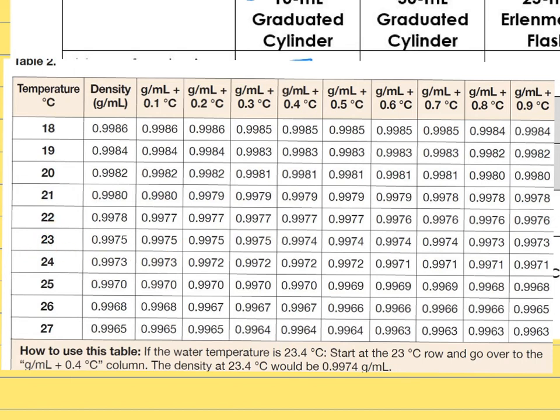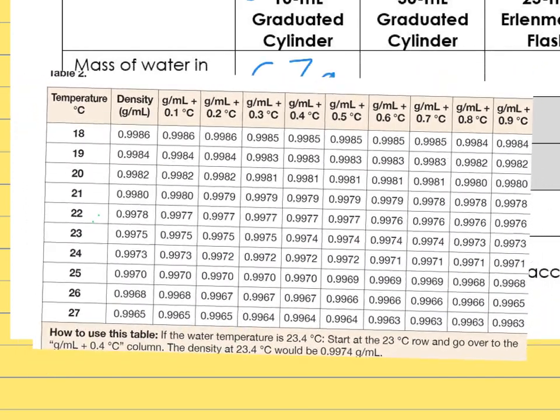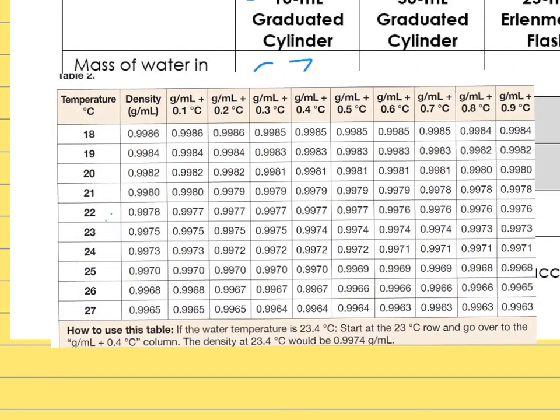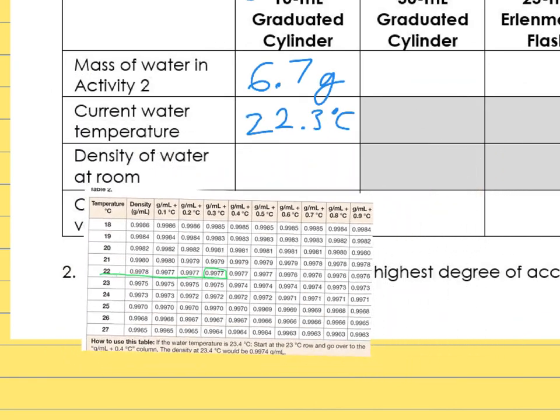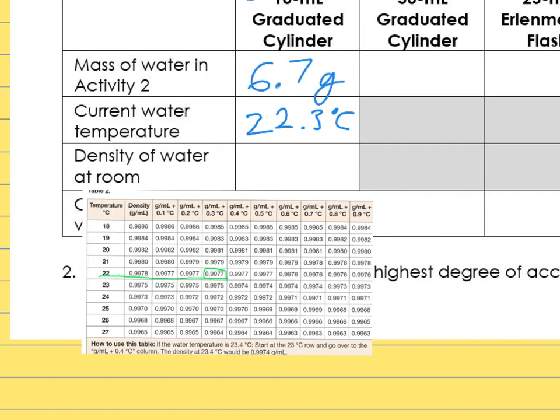I'm going to have trouble keeping things straight, so I'm going to draw a little line here. Okay, we've got the 22. We're going to go along the 22 until we get to the 0.3. And there we are at the 0.3. So that would be our density, 0.997 grams. Where it says density of room water, I'm going to write in that 0.997 grams. And it's density, so it's grams per milliliter.